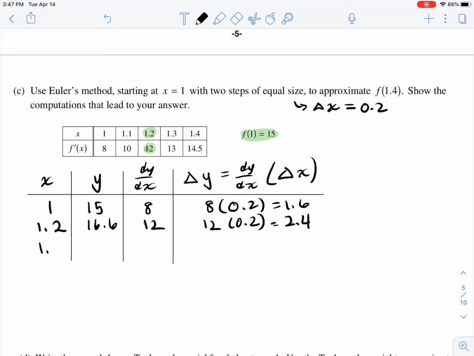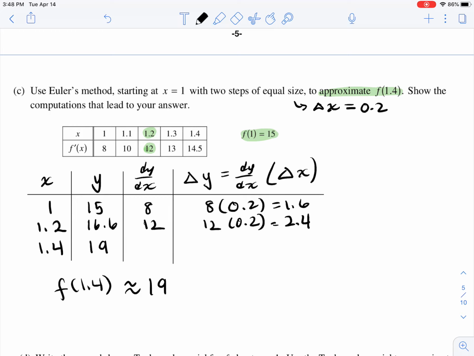And then finally, when x is equal to 1.4, our new y value is going to be our previous y value plus the change in y, or delta y. So 16.6 plus 2.4 is 19. And we can stop because we're doing all of this just so that we can try to approximate f of 1.4. So f of 1.4 is approximately 19.